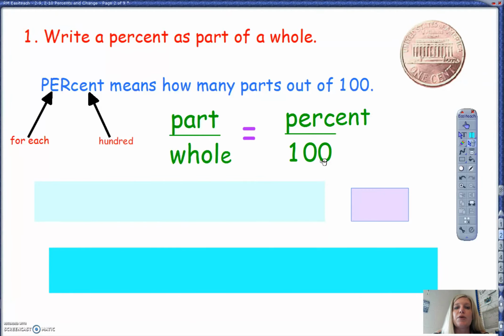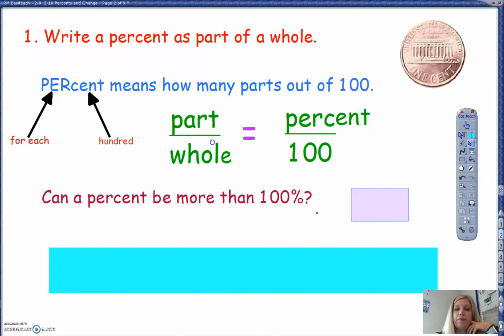Okay, this is called our percent proportion. We are comparing our part to our whole, and that's equivalent to the percent out of 100. Can a percent be more than 100? Can you have more out of 100? Of course you can. We can have 200%, 300%, 250%. Okay, so now we're going to look at some examples.